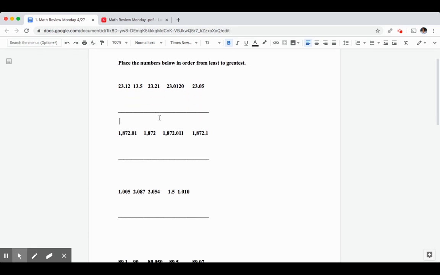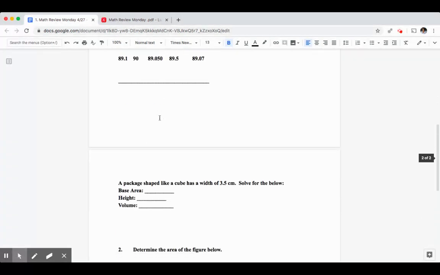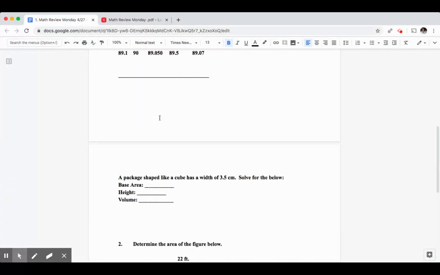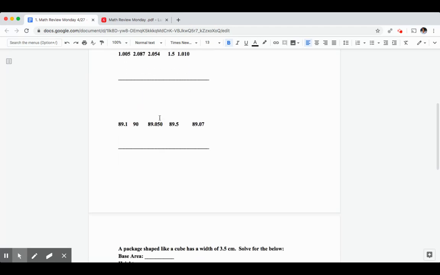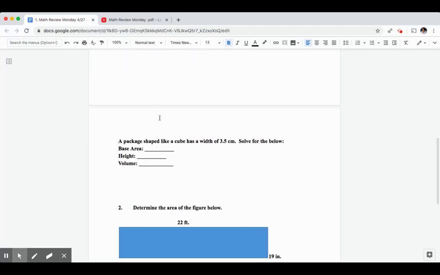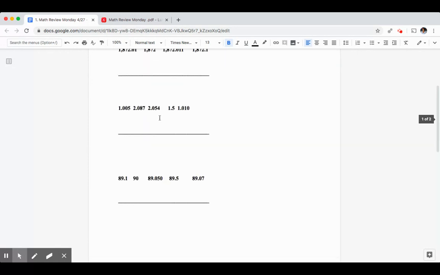If you have all of your materials ready to go, your next job is to answer the questions for math review independently, and then you're going to come back to the video to check your work. So work through all of the math review problems, make sure that you have answers ready to share, and come back when you're ready to check your work.